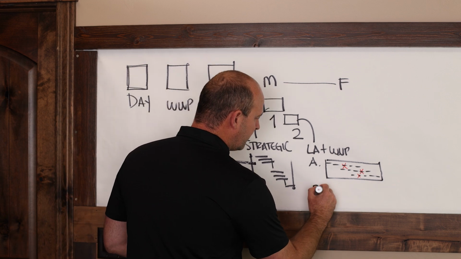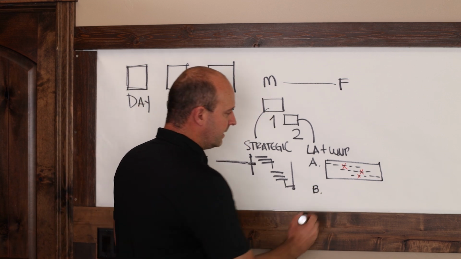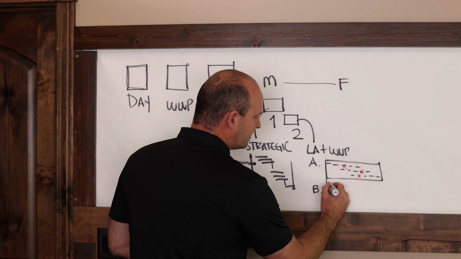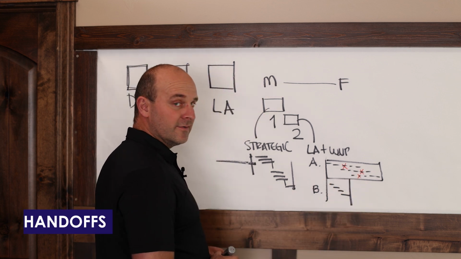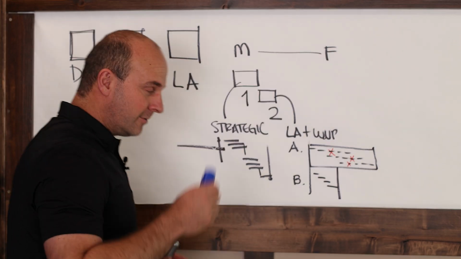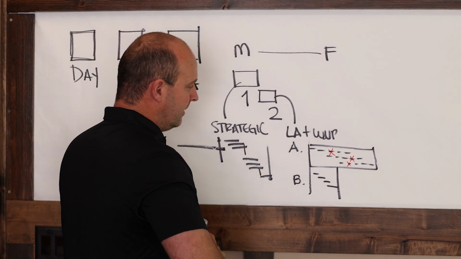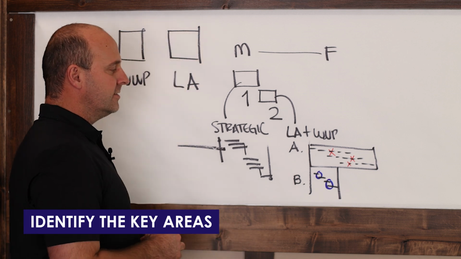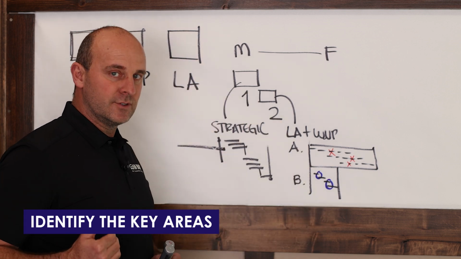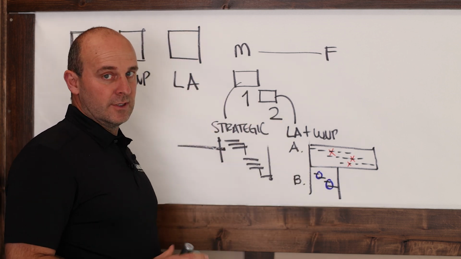Then the B part of that, once you've done your look ahead planning, you will literally slice out just a week of that and do commitment planning and mark handoffs. This is where I'm going to get my blue marker and make the point that when you're doing your weekly work planning, you want to identify the key areas where one trade is handing over to another trade that zone that they're working in.